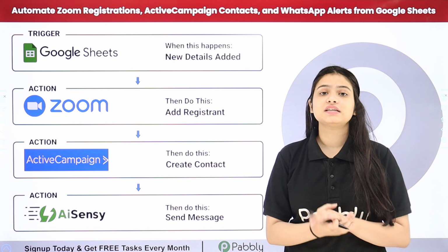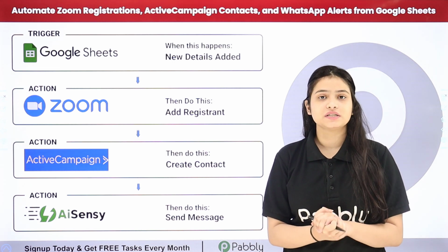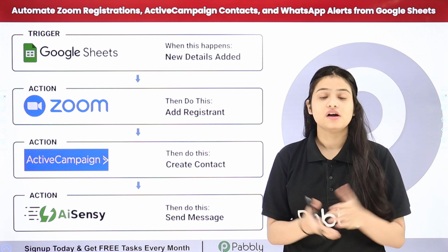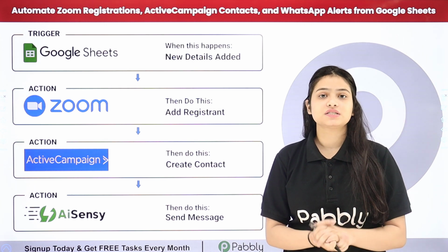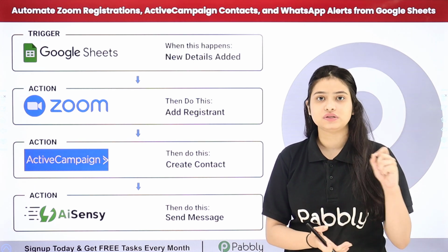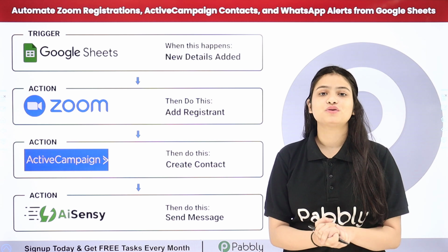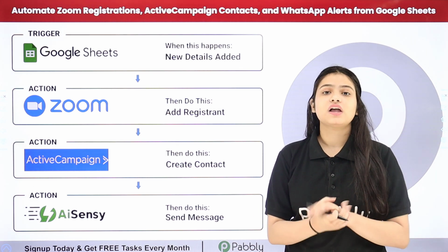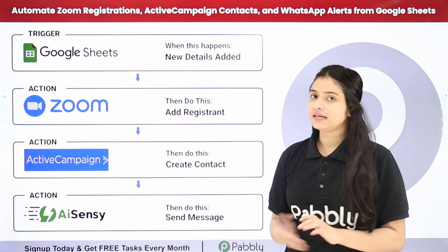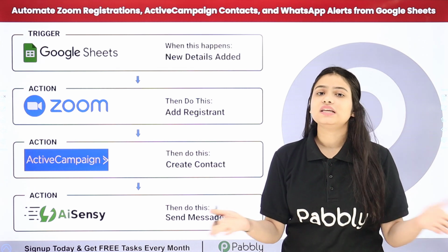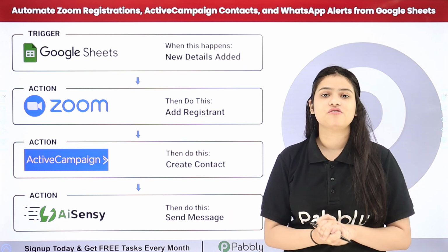And also because the client is my lead, so I want to add that client automatically in ActiveCampaign as contact. Further, I also want to send WhatsApp message about the confirmation of their registration to these clients. So how we are going to automate this entire process? For this, we will have to set up the connection between all these applications, and that we are going to do without any coding and programming skills, simply with the help of Pabbly Connect.